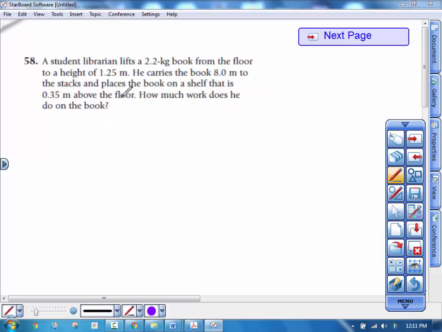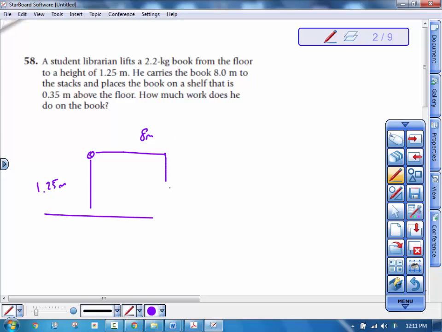Next question says, a student librarian lifts a 2.2 kilogram book from the floor to a height of 1.25. So we're going to lift this book up to a height of 1.25 meters. And then we're going to carry the book 8 meters, and then we're going to bring it down to the shelf right here, which is only 0.35 meters above the ground. How much work does he do on the book?